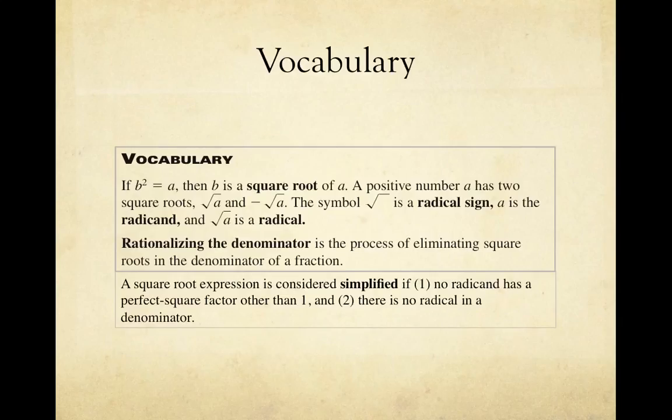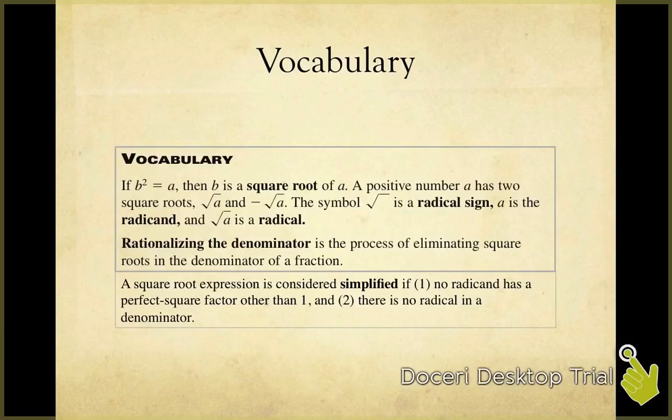So again, we're going to start with a little bit of vocabulary. It starts out by telling us that if b squared equals a, then b, which is just that base of the b squared right there, is going to be the square root of a. It goes on to tell us a positive number a has two square roots, the positive square root of a and the negative square root of a.